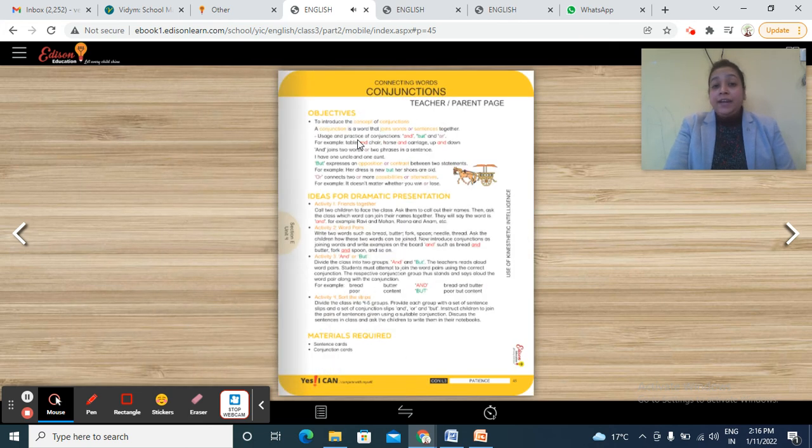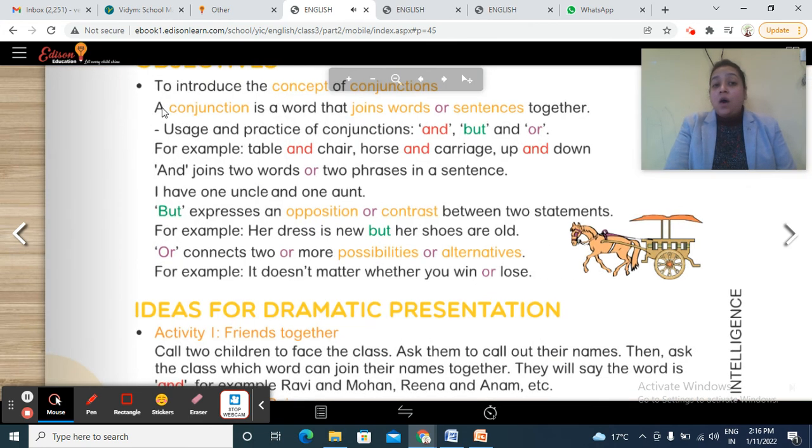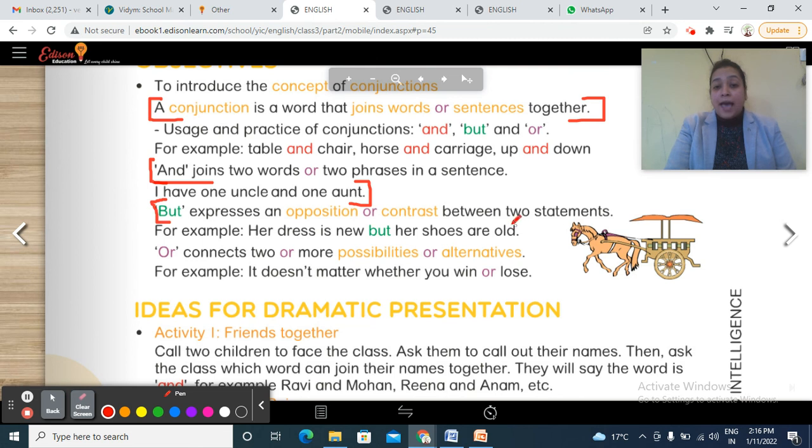Fine. After reading this, you are going to write the definition of conjunction in your notebook. In your notebook, you are going to write the title, conjunction, and the page number. Then, next to conjunction, you are going to mention its definition. Then you underline, and mention "and" with the example till here. Then you mention "but" with the example.